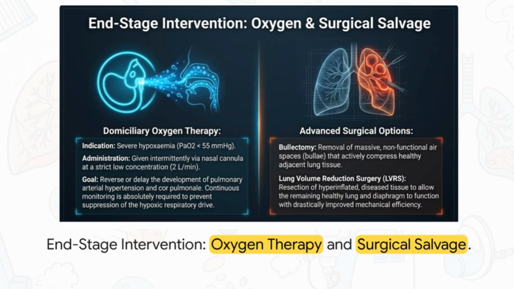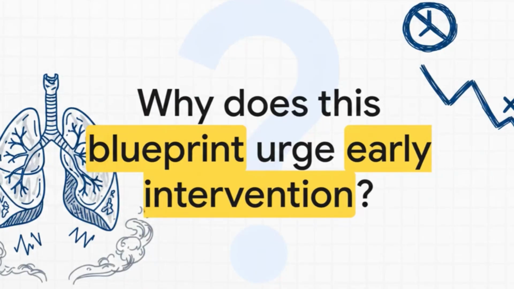To wrap up this explainer, I really want to leave you with a critical thought. We've seen the architectural blueprint of the lungs, and we've seen how emphysema and bronchitis systematically destroy it. Knowing that this structural breakdown and alveolar hyperinflation is completely irreversible, meaning we can only manage it, we can never actually cure it, how does understanding this anatomy fundamentally change our urgency around early intervention and smoking cessation? Think about it.